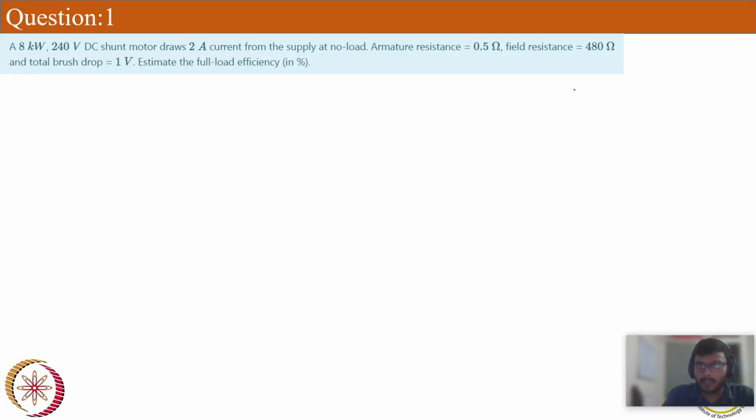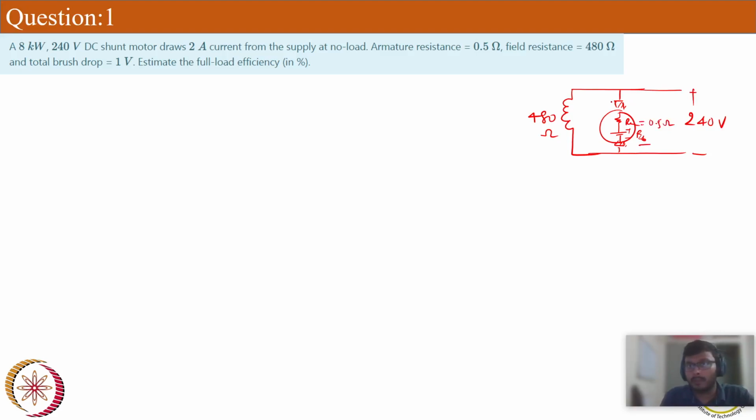Now I will just draw the diagram for the DC shunt motor. This is the 240 volt supply, and my field resistance is 480 ohms, and these are my brushes. I'm losing 1 volt here, of course, and this is the armature resistance, RA, and EB. RA is equal to 0.5 ohms. EB, no information about EB.